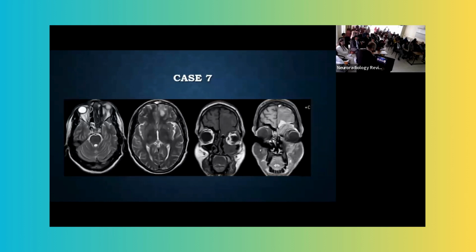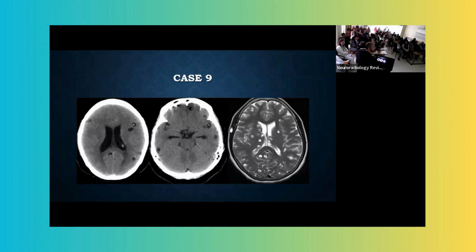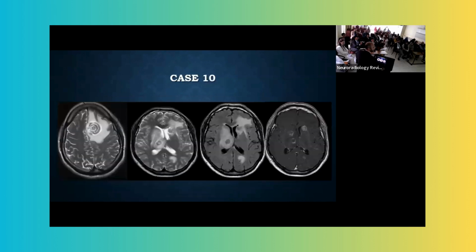Case 7: T2 images, and then T1 pre-contrast and post-contrast T1 weighted images. Case 8: T2 axial and T1 axial post-contrast. Case 9: CT scan, non-contrast scan, and then axial T2. Case 10, getting to a little bit more difficulty: T2 axial and FLAIR and post-contrast T1.